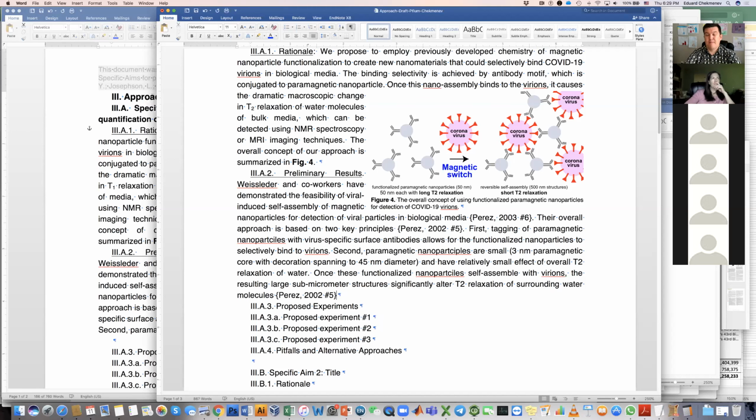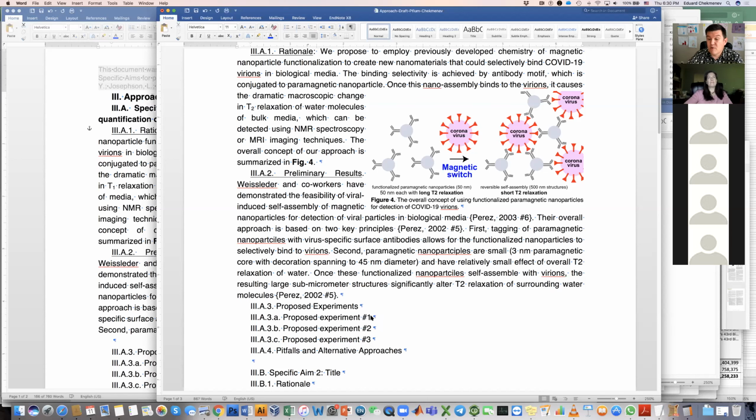So that's kind of the overall idea for the scientific rationale. And now we will switch over to a more detailed outline for this specific aim. So now we're going to go through the proposed experiments. And again, our idea was to be able to develop these nanoparticles for sensing of coronavirus particles.